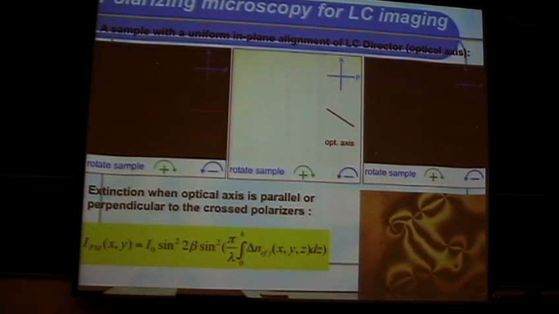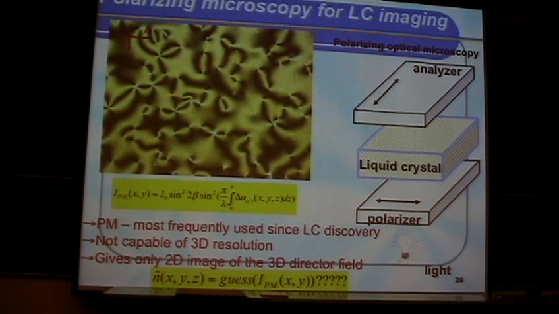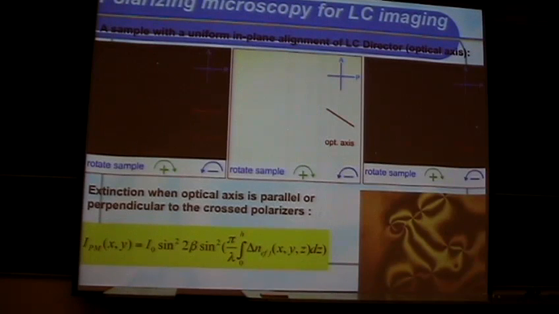Now, in polarizing microscopy, as you can easily realize by looking at this equation in here, the intensity is minimum whenever the optical axis is parallel to the polarizer, and also when it's orthogonal to the analyzer for the planar sample in this particular case, and the intensity is high when we have some angles in between. The reason, of course, is because we have sin squared 2β in this equation.